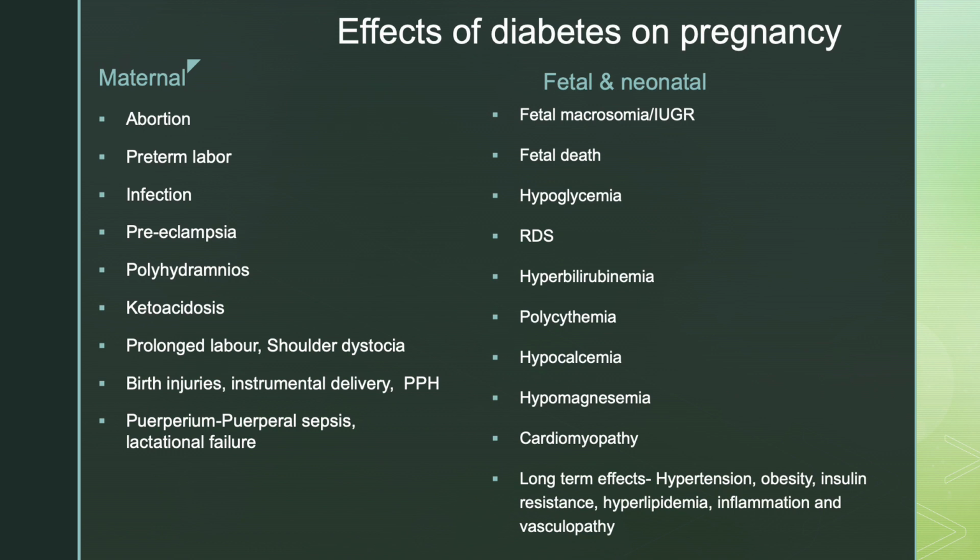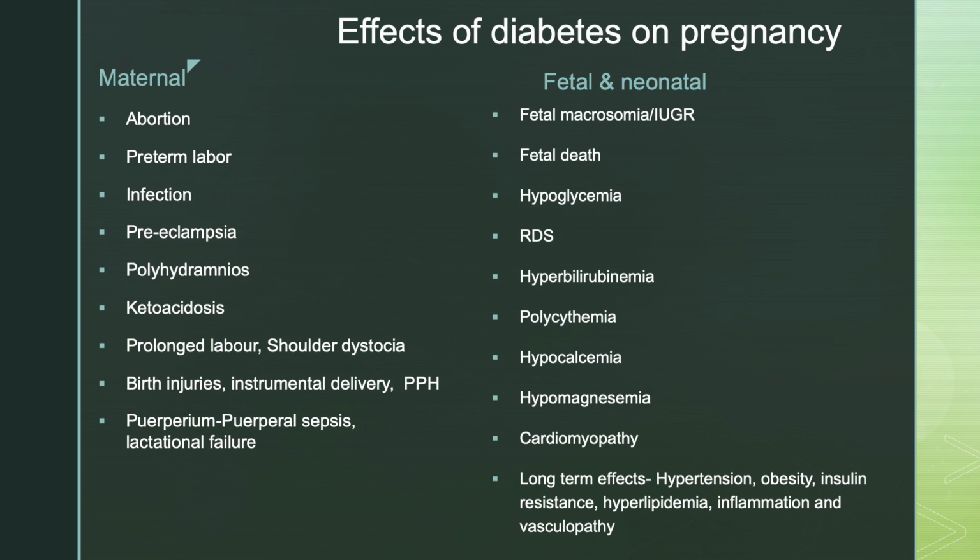Coming to the puerperium, there is more chance of puerperal sepsis and lactational failure. Diabetes exerts its adverse effect on the fetus as well as on the neonate. In the antepartum period, the fetus develops macrosomia, and even IUGR may be seen in a patient who has vasculopathy or has the complication of preeclampsia. Another important and dreaded complication is fetal death, which usually occurs nearing term.